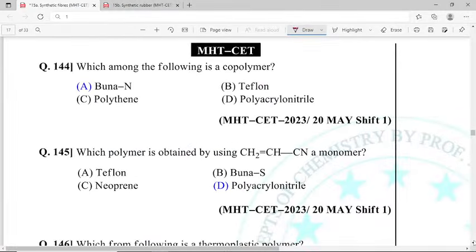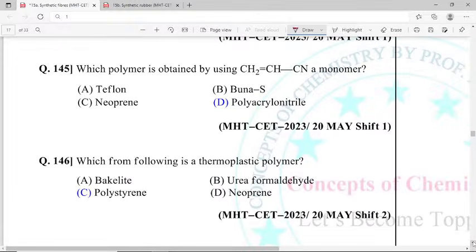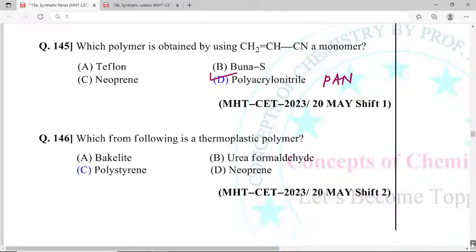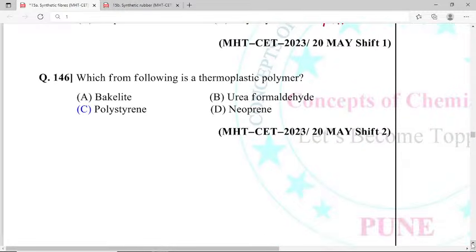Next, which among the following is a copolymer? Buna-N is a copolymer. The remaining are homopolymers. Which polymer is obtained by using CH2=CHCN? Polyacrylonitrile, called PAN. So PAN is a polymer from acrylonitrile. Which of the following is a thermoplastic polymer? That's polystyrene, which stands for thermocol. Thermocol is the answer.